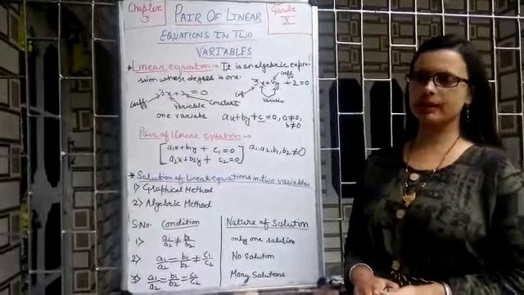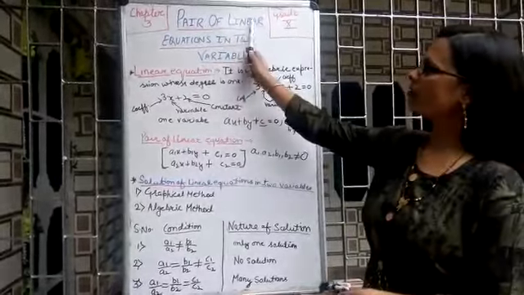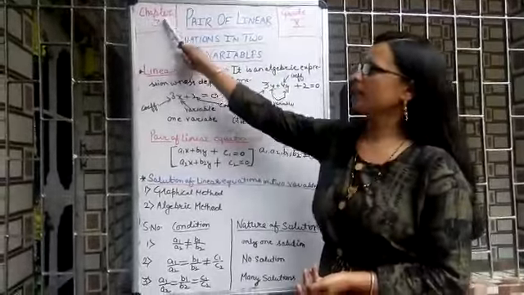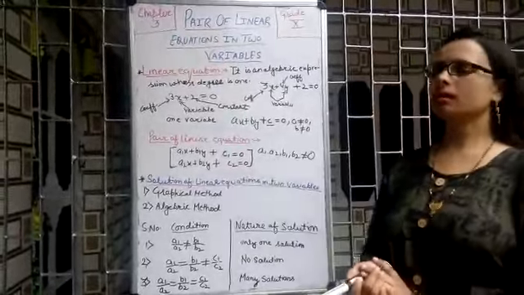Today I am going to explain the topic that is pair of linear equation in two variables, which is chapter number 3 in your mathematics book.